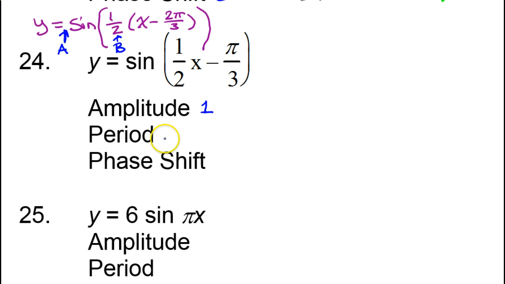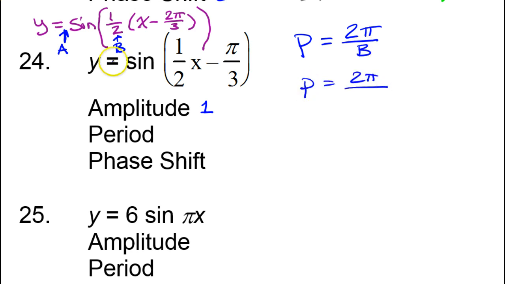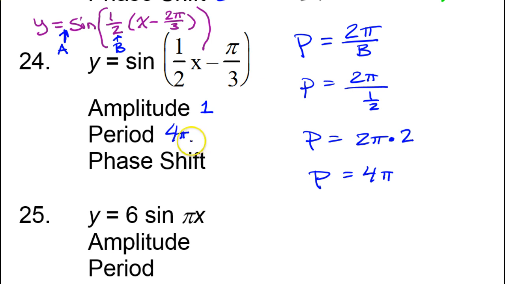Now that will indirectly give me the period, because remember that the period is 2 pi divided by the b value, which means that the period is 2 pi divided by 1/2, which means that the period is 2 pi times 2, which means that the period is 4 pi. So the period is 4 pi. Now the phase shift, there's a phase shift of 2 pi over 3.